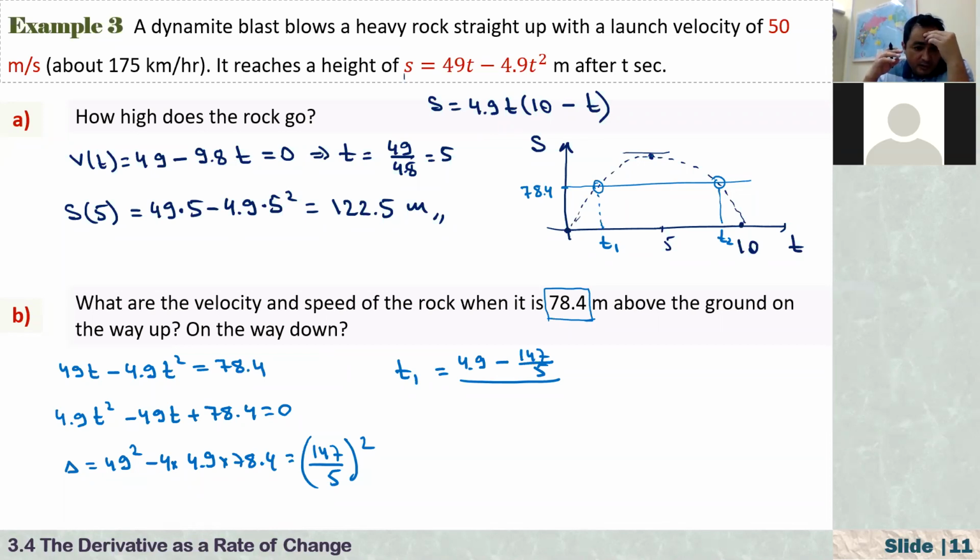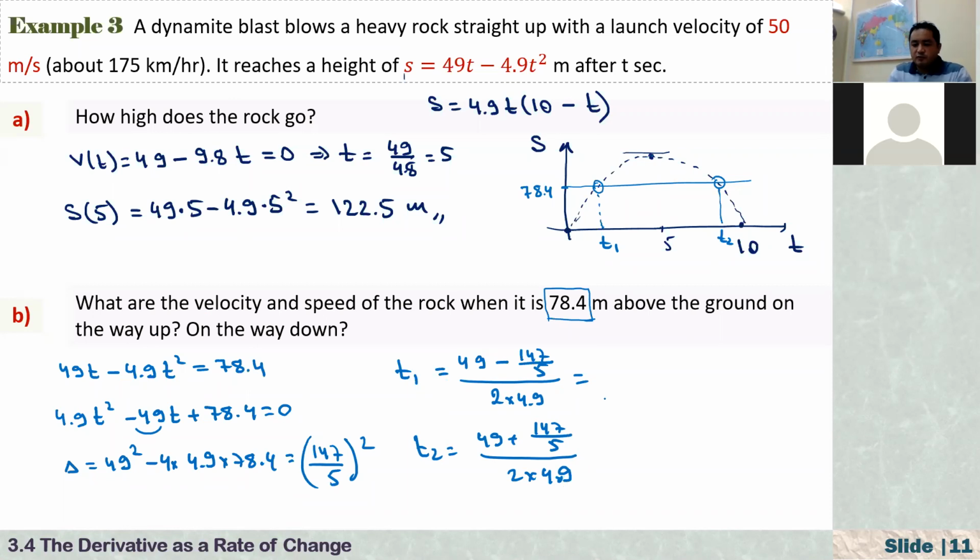Okay, b squared minus 4ac. It's 147 over 5. And here we have, okay, good. Continue. So that is 49. It is minus b. Our b is minus 49. And here we have 2 times a, 2 times 4.9. T2 will be 49 plus 147 over 5, over 2 times 4.9.